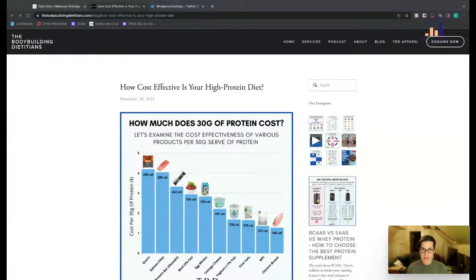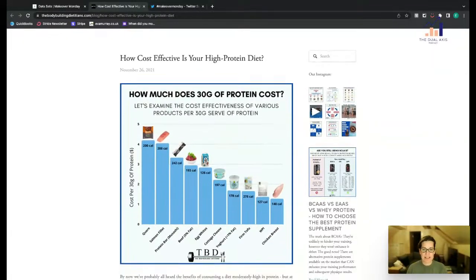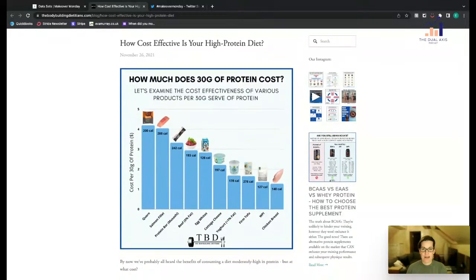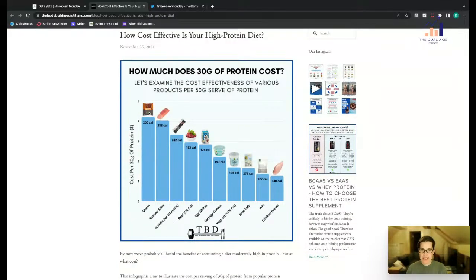So here you see the viz that was taken as the starting point. How cost effective is your high protein diet? That is something that Andy picked for this week, a bar chart with some images on it, and the question, how much does 30 grams of protein cost? So the idea, of course, with Makeover Monday is to take this starting point and say, what could I do that's better, maybe more effective, simpler, prettier, however you want to approach that, to create your own makeover.